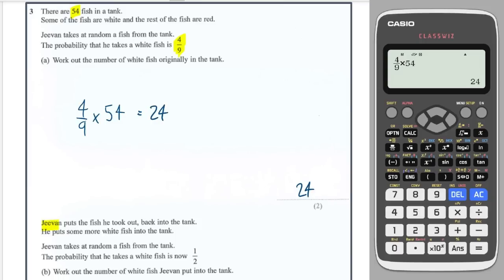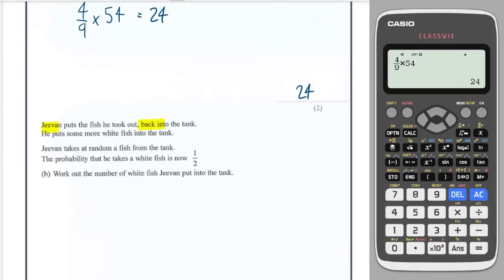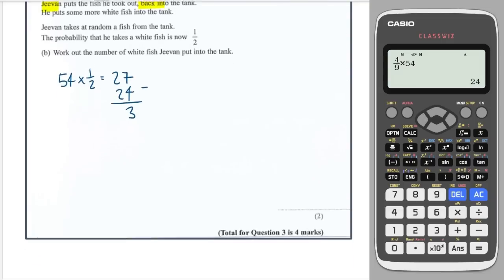Javan puts the fish he took out back into the tank, so there are still 54. Javan takes a random fish from the tank. The probability that he takes a white fish is now a half. Okay, so there are 54 in the tank, and the probability is a half, so that means there needs to be 27. I've already got 24, so take that from 27. 3 need to be added.